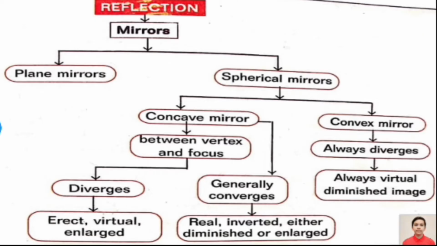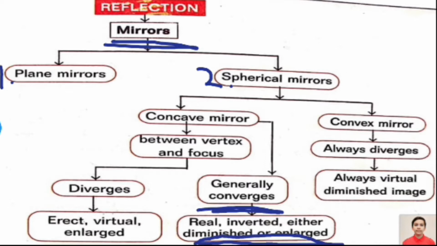Now let us take a quick look at this flow chart here. Reflection happens through mirrors, and mirrors are of two types: number 1, plane mirrors, number 2, spherical mirrors. Spherical mirrors are of two types: concave mirrors and convex mirrors. In concave mirrors, rays generally converge, and images formed are real, inverted, either diminished or enlarged.